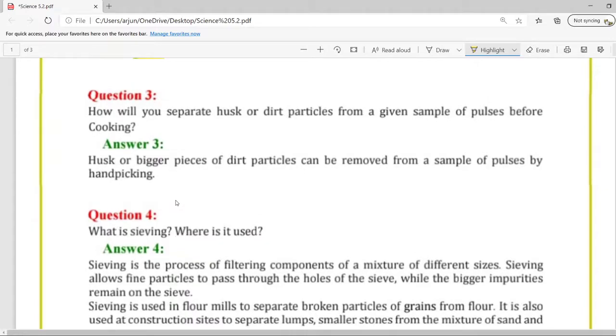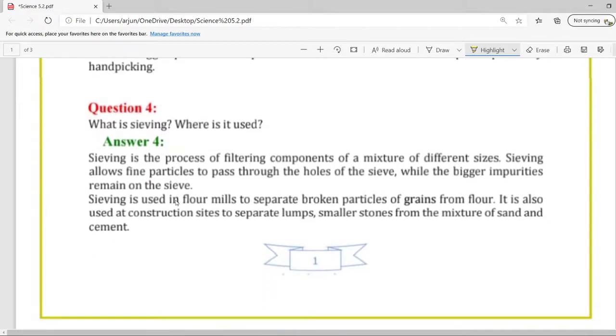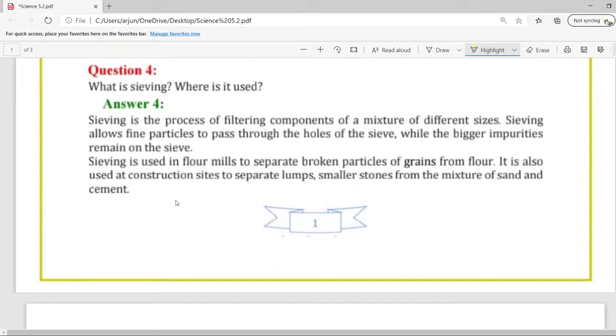How will you separate husk or dirt particles from a given sample of pulses before cooking? Husk or bigger pieces of dirt particles can be removed from a sample of pulses by hand picking. When impurities are present in a mixture but in a small amount, then the hand picking option can be taken. So, for removing husk or dirt particles from pulses, we can use hand picking. Question number 4. What is sieving?